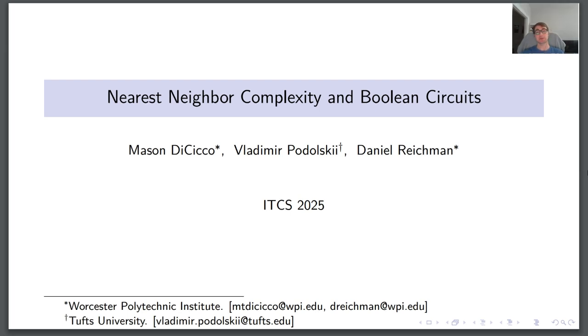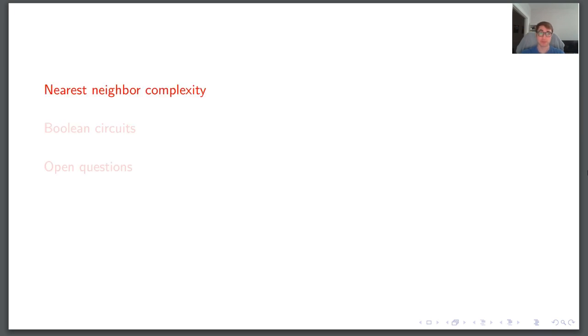I'm a PhD student at WPI, and this talk is about nearest neighbor complexity and Boolean circuits, which is a paper that I worked on with Daniel Reichman, who's a professor at WPI, and Vladimir Podolsky, who's a professor at Tufts. So the first half of the talk is going to be about nearest neighbor complexity. The second half will be about Boolean circuits, and I'll discuss some open questions at the end.